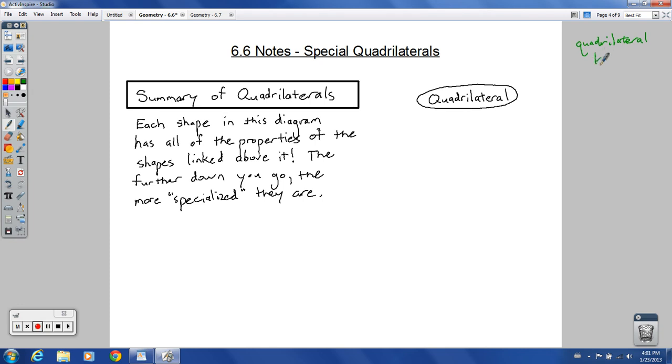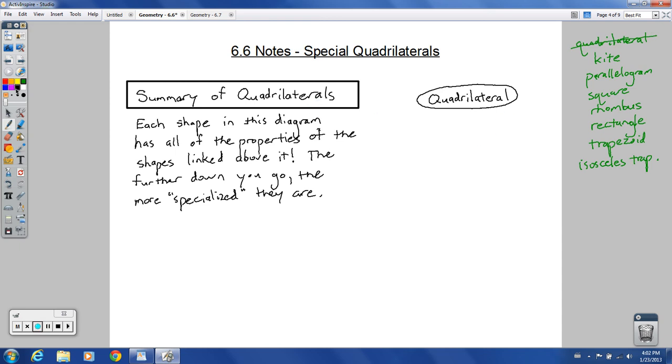What else did we learn about? We learned about a kite. We learned about parallelograms. We learned about squares. Rhombuses or rhombi, so a rhombus, a rectangle, and I'm leaving something out there, trapezoid and isosceles trapezoid. There we go, isosceles trapezoid. So these are the ones we're trying to put over here. So I use quadrilateral, that's good.